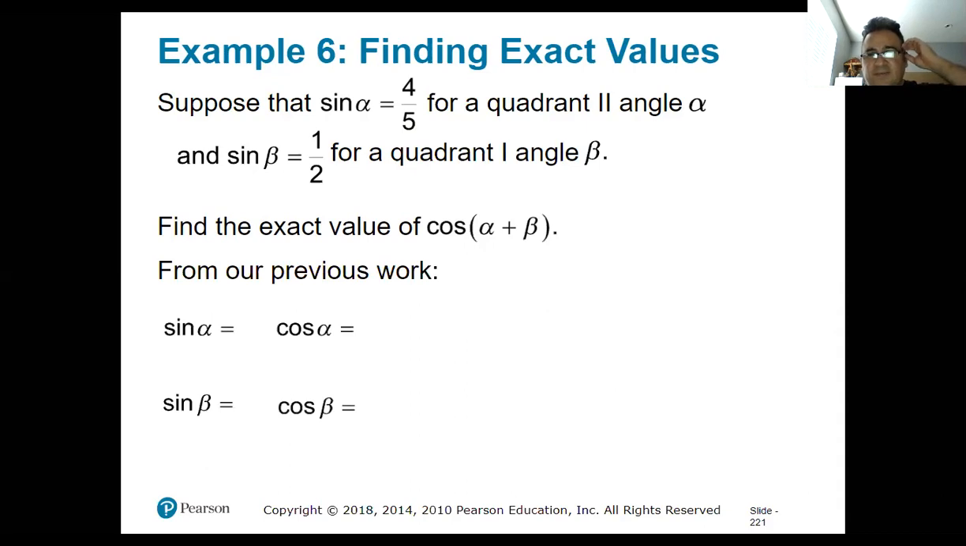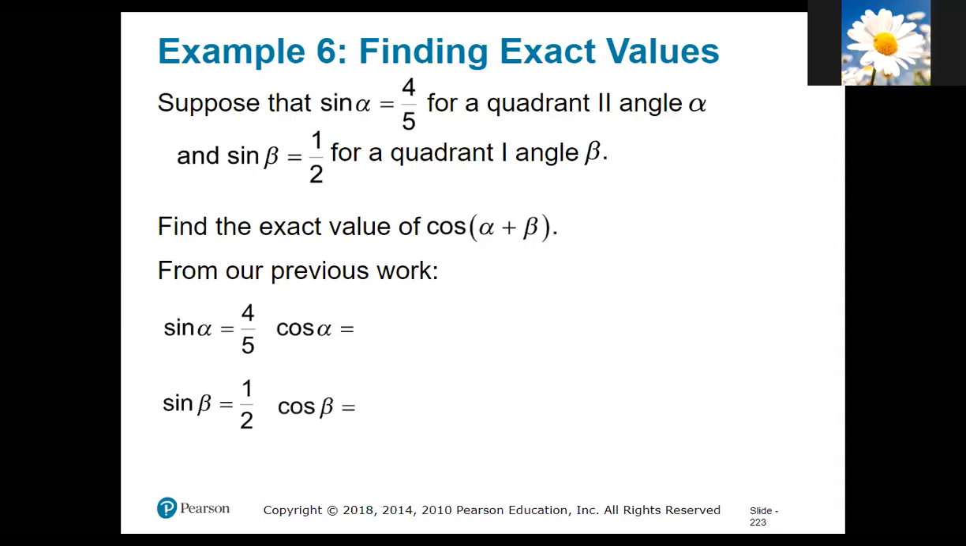What was sine of alpha? 4 over 5. And sine of beta? 1/2. Very good. And then what is cosine alpha? -3 over 5. And cosine beta? Square root of 3 over 2.